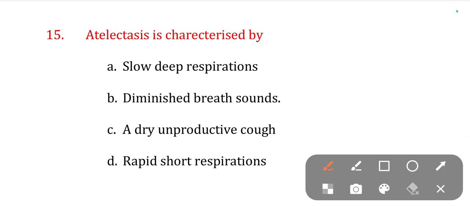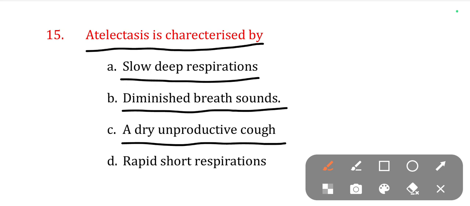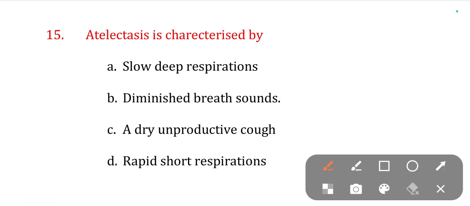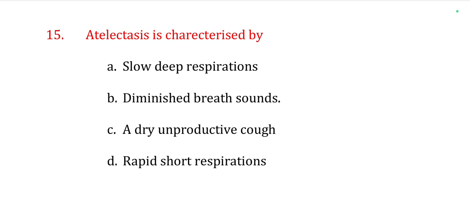The next one is atelectasis is characterized by. Options are slow deep respiration, diminished breath sounds, a dry unproductive cough, rapid short respirations. The right answer is diminished breath sounds, which we can see in the patient with atelectasis. Atelectasis is nothing but collapse of the lung alveoli.